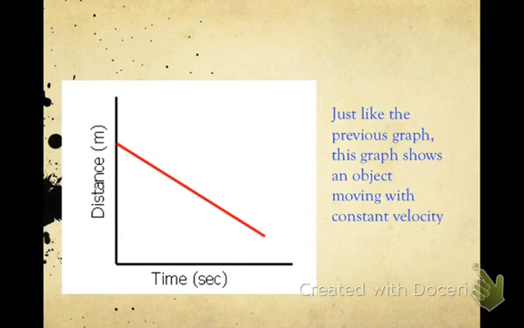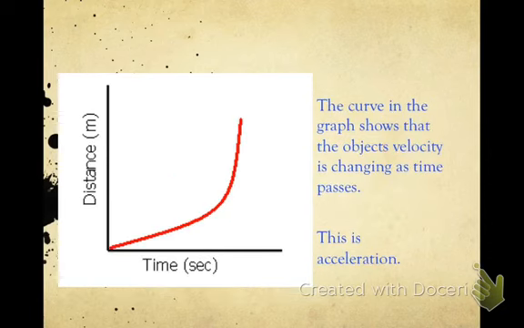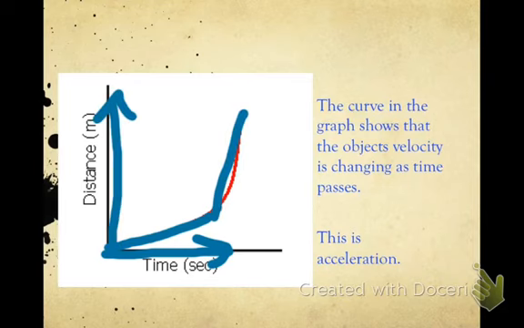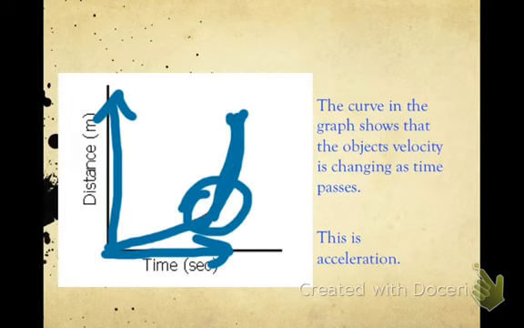This next graph is interesting. We have acceleration going on here. The curve in the graph shows that the object's velocity is changing as time passes. So what happens is, as our time is increasing, we start out at one velocity, and then all of a sudden it kind of takes a spike as we're going. Our distance increases. All of a sudden we have this sharper turn, this curve that's happening right here, which means we were going a nice constant velocity, and then all of a sudden we stepped on the gas and we went a further distance in a shorter period of time. Okay? That's what that graph is showing.